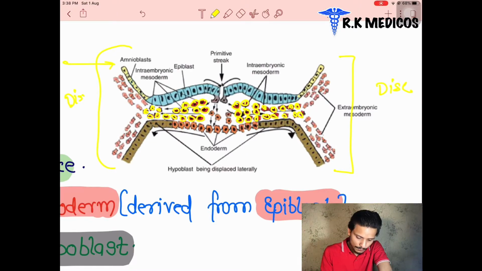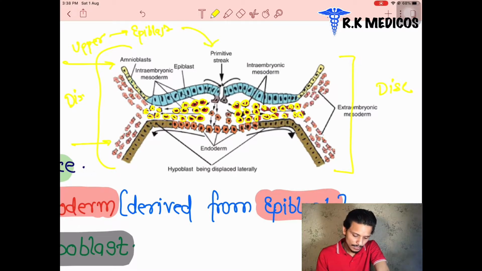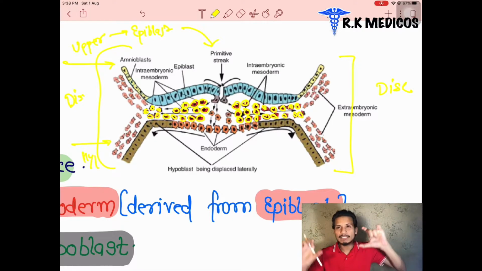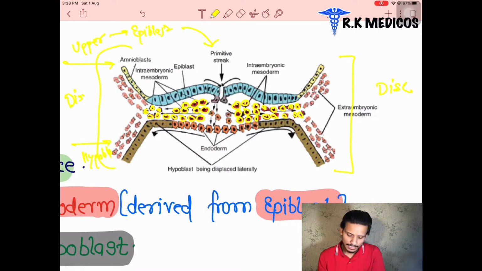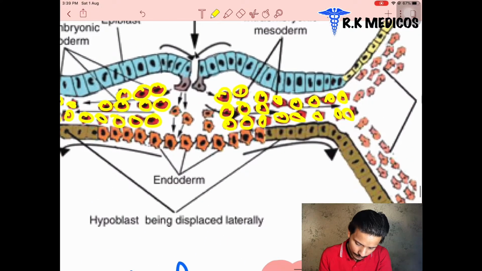The upper part of the disc is made by epiblast, and epiblast is forming the primitive streak. Simple. The lower part is formed by hypoblast, and inside this disc the intra-embryonic mesoderm cells are present. They are going to modify from the cell. Same we can see here. This is the primitive streak. These are the cells of the primitive streak.